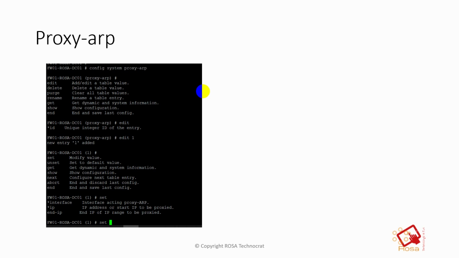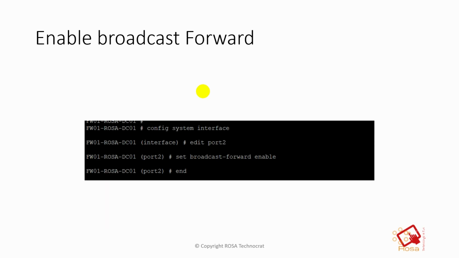There is an option like no ARP. So you can say for this VIP, no need to do the proxy ARP. Otherwise, if you want some proxy ARP to be configured, then proxy ARP can also be configured by using config system proxy-arp. Okay, then in the beginning we talked about broadcast forward. I had told you FortiGate by default does not forward the broadcasts. So if you go under an interface, config system interface, you can do set broadcast-forward enable.